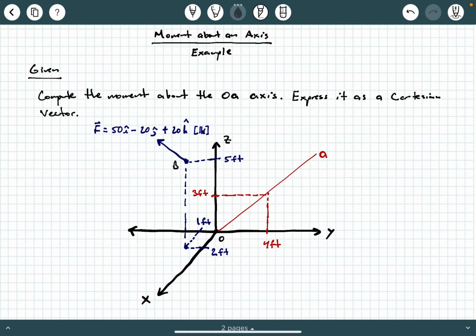Everybody, Dr. A here, and in this video we're going to be exploring an example of how to compute a moment about an axis. So let's go ahead and get started. In the given information, we're being asked to compute the moment about the OA axis, and then we're being asked to express it as a Cartesian vector.